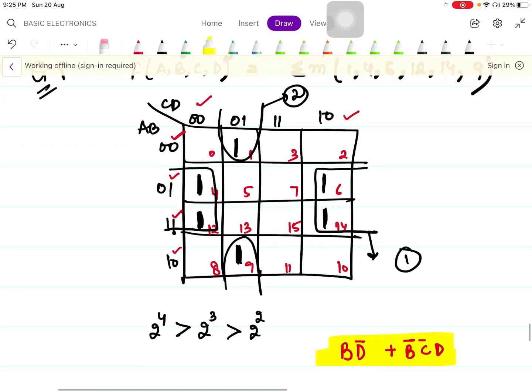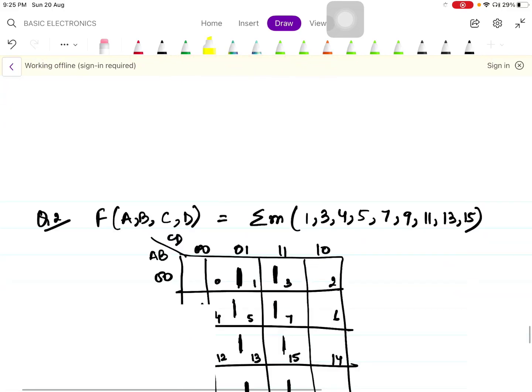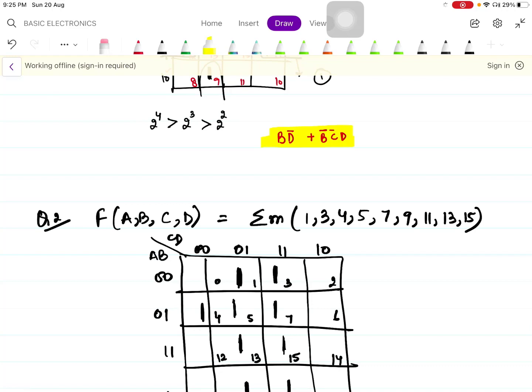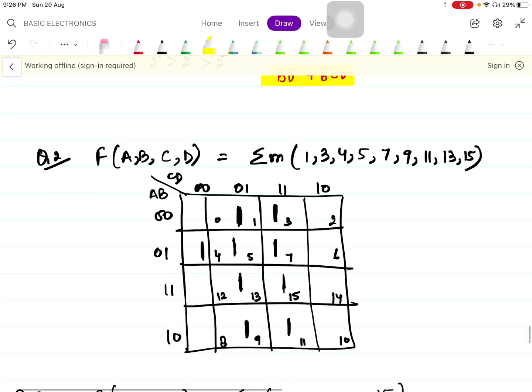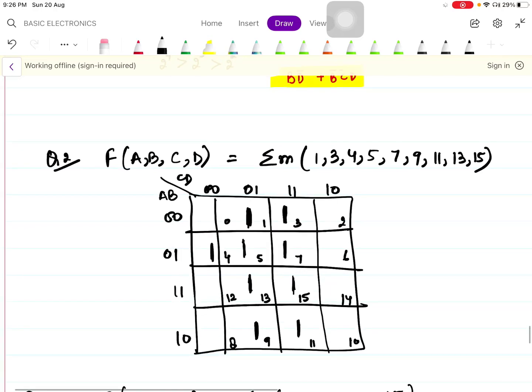Now let us move to another question. Again, a function of 4 variables. Minterms are given. I have already drawn the K-map and filled the minterms. Now let us start making the groups. First of all, we will search for the biggest group that is possible, which is the group of 16, but that is not possible here. Then a group of 8, and we can see that a group of 8 is easily possible here. So let's make a group of 8 first.